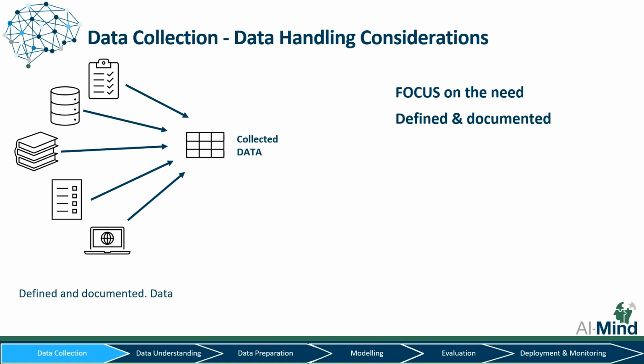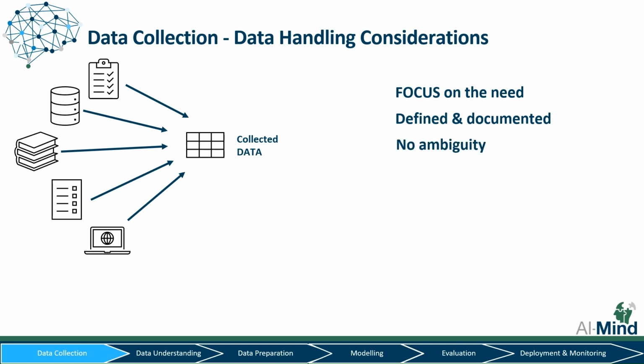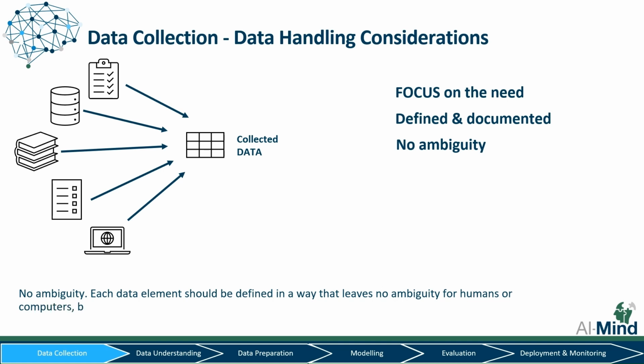Define and document it. Data to be collected should be decided, defined, and documented. Deciding what data to collect includes decisions about what type of information is needed and how the data should be collected. No ambiguity. Each data element should be defined in a way that leaves no ambiguity for humans or computers, both during the collection and during the processing or modeling.